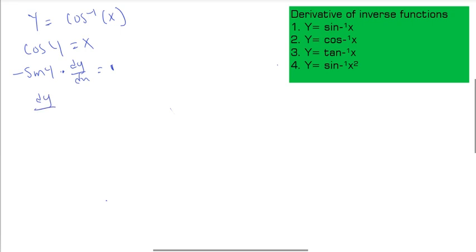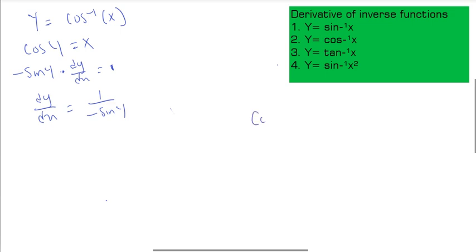So for question 2, we have y is equal to cos inverse of x. So very quickly, this is going to be cos y is equal to x. Take the derivative of both sides. When you derive cos y, you get what? Minus sine y. Since we are finding the derivative of y, we're going to add dy dx, and this is going to be equal to 1. So we have dy over dx is equal to 1 over minus sine y.